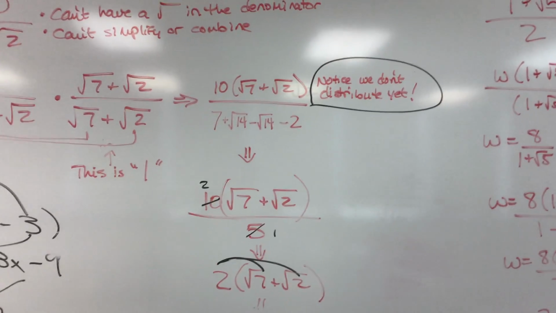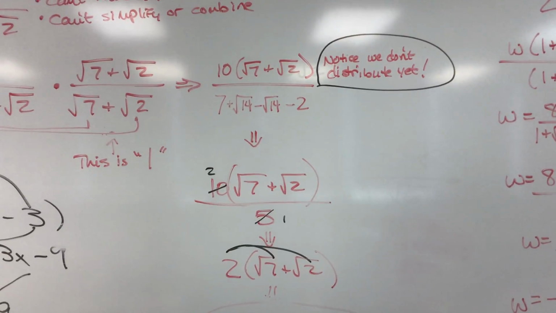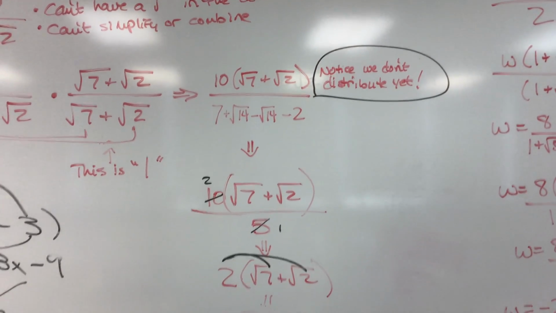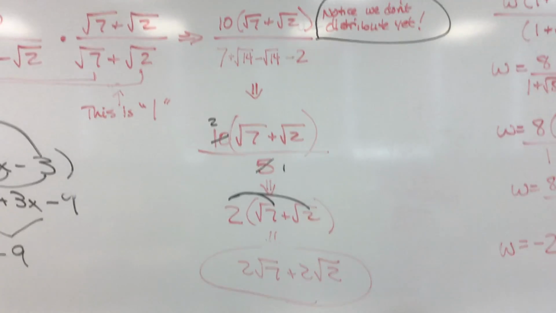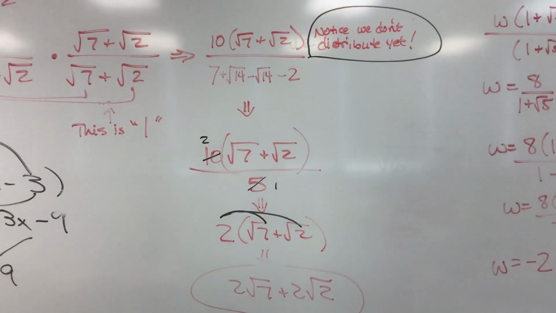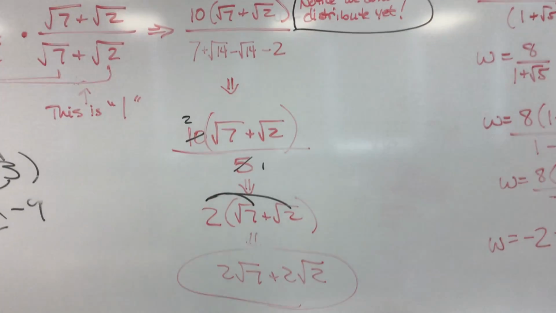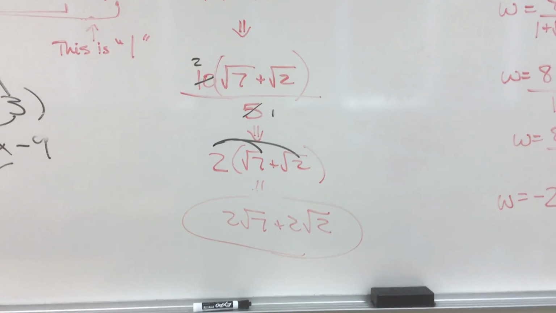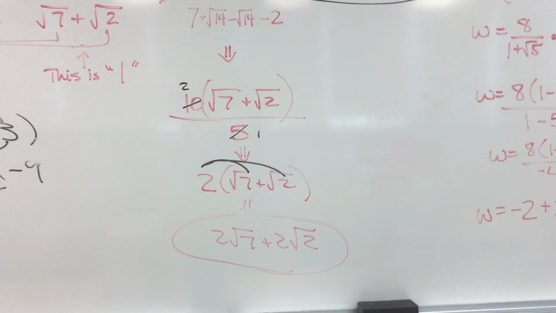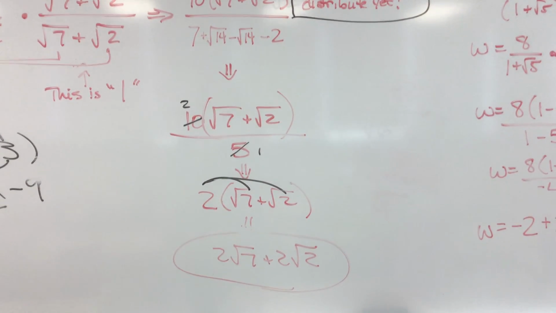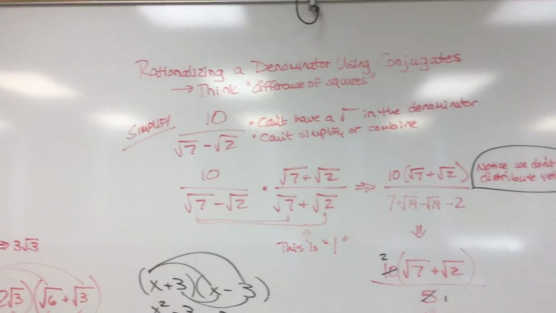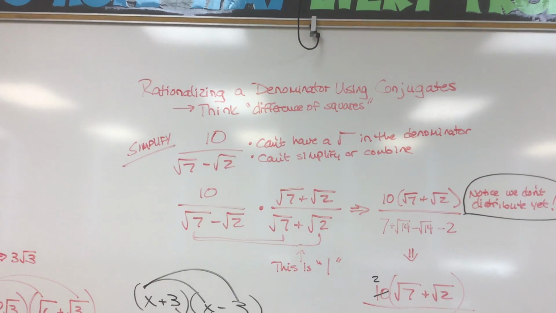Well, I can reduce that 10 and that 5, right? I can say 5 goes into 5 once, 5 goes into 10 twice. Then I'm left with just 2 on the outside, radical 7 plus radical 2, and a 1 on the bottom, so my denominator is basically gone. And now I just have 2 radical 7 plus 2 radical 2. That's my final answer.